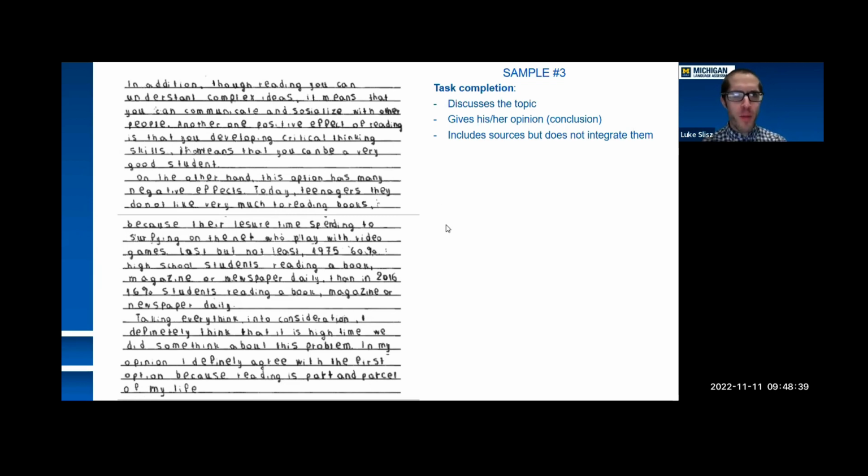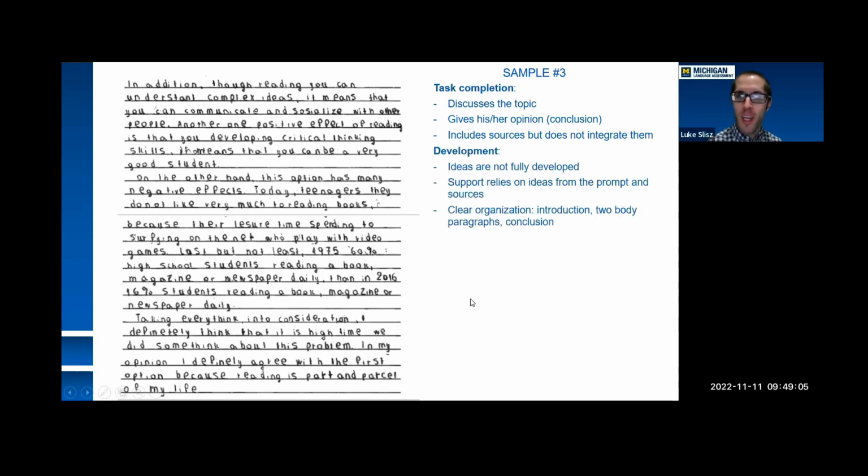They do expand a little bit in the first paragraph on this slide. They say that being able to understand complex ideas can help you communicate, and that reading can help you develop your critical thinking skills, but they don't really give examples of how that will benefit. How does developing your critical thinking skills make you a good student? They introduce the topic, but they don't explain why or give details to support it. So they don't successfully integrate these sources as well as they could have.